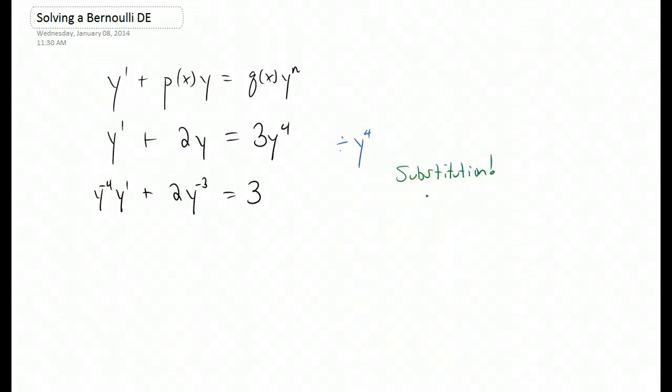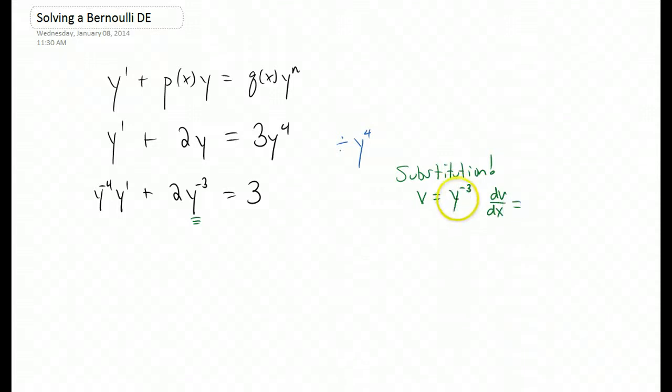Now is the part where we use a substitution. I'm going to use the letter v for our substitution in case we have to do a u substitution later. And v is always going to be y to whatever power turns out to be right there. So in this case, it's y to the negative third. Anytime we do a substitution like this, we're also going to need to take a derivative of our substitution variable with respect to the independent variable. So dv dx in this case.